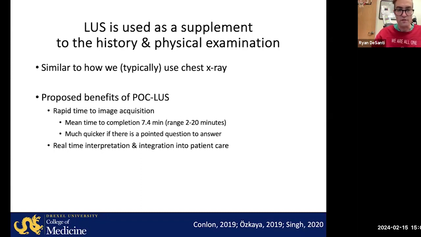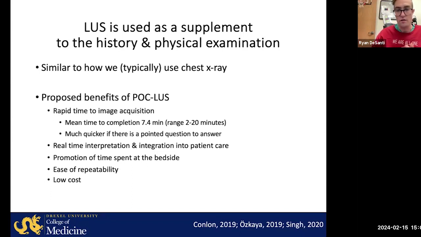Another proposed benefit is real-time interpretation and integration into patient care, as well as promotion of time spent at the bedside, and easy repeatability, as well as low cost. Though some may argue that these proposed benefits are also downsides, because you also need to be spending those 7 to 10 minutes at the bedside of the patient and can't be doing things with other patients. And it takes time away from other patient care and other responsibilities that you may have.